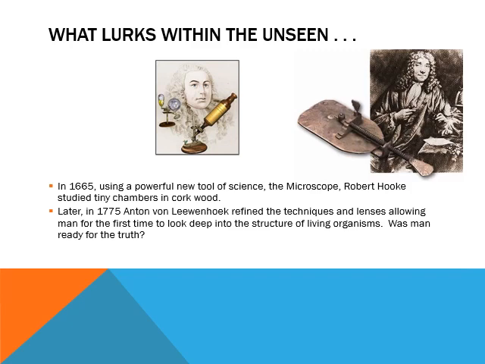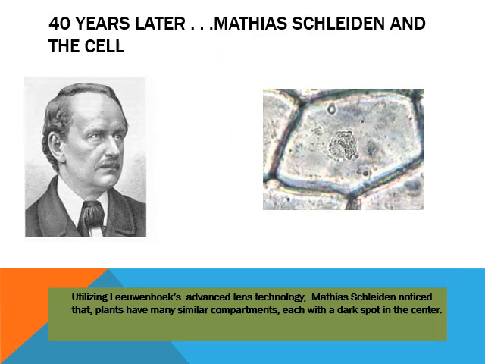So, we've had the light microscope since about 1800. We were figuring out how the world was working and what all these little things crawling around in it were. 40 years after that, a guy named Mathias Schleiden, another German gentleman, a plant physiologist, was looking at plants using Leeuwenhoek's technology. Schleiden noticed that all plants, everywhere, had this dark spot in them.